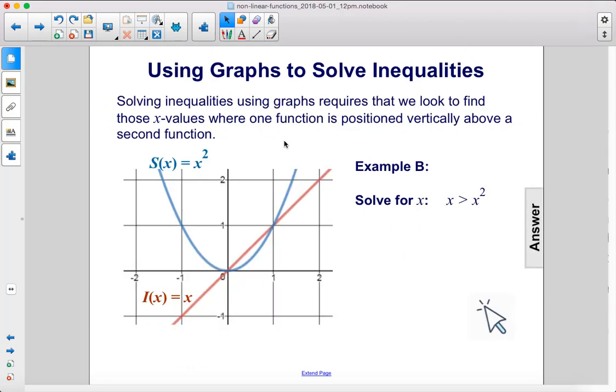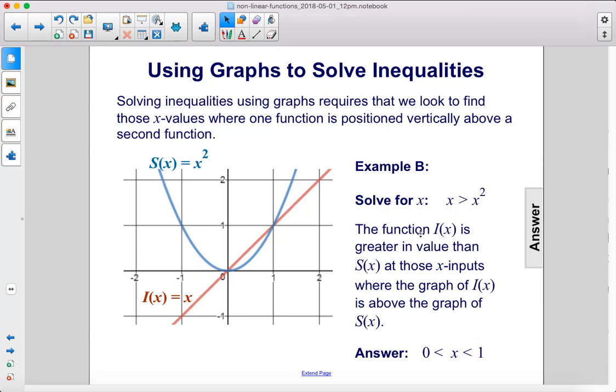Solving inequalities using graphs requires that we look to find those x values where one function is positioned vertically above a second function. So here we have s of x equals x squared, we have I of x equals x, so we're going to solve for x, where x is greater than x squared. So the function I of x is greater in value than s of x at those x inputs where the graph of I of x is above the graph of s of x.